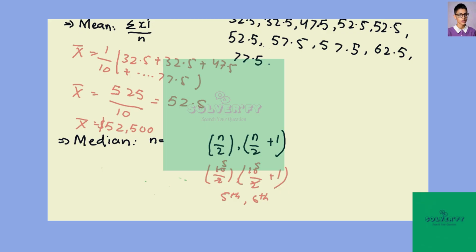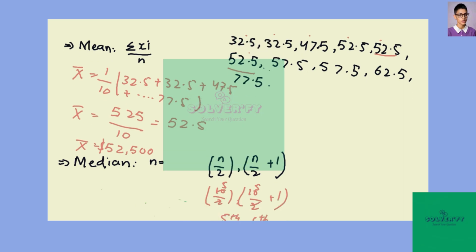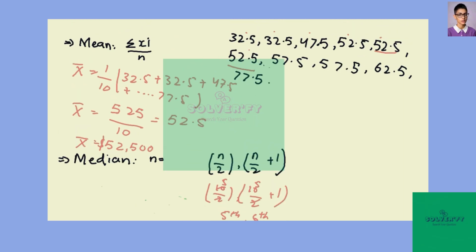Now let's find the median for this data. We find the median by the numbers placed on the fifth and sixth place. Here we count 1, 2, 3, 4, 5, and 6. These two numbers will be added and we take the average. That is, the median equals 52.5 plus 52.5 by 2.